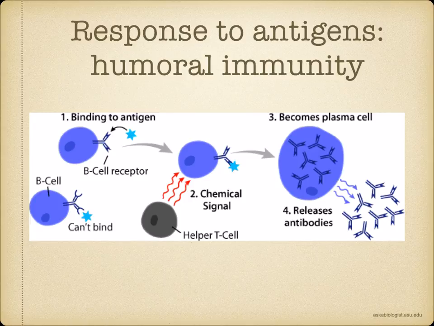You've got lots and lots of different types of B lymphocytes, and each type produces a different antibody which responds to one specific antigen. So in this diagram here, you can see the antigen binds to the B cell receptor. The B cell then becomes a plasma cell which secretes antibodies.